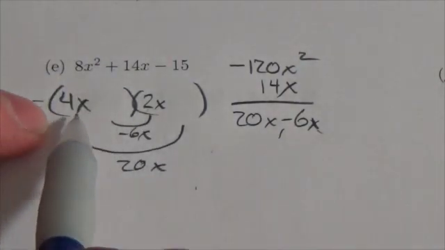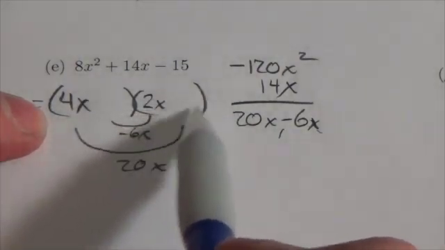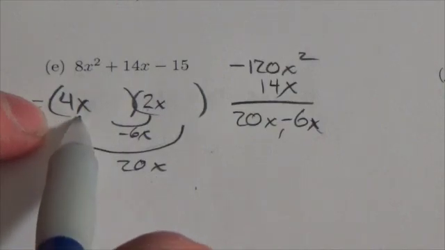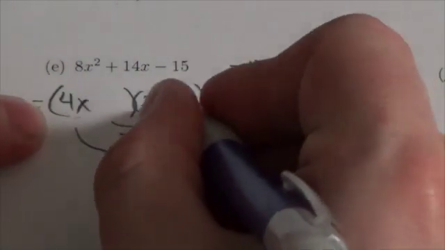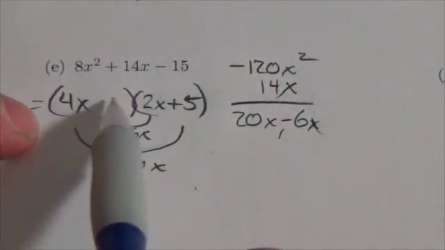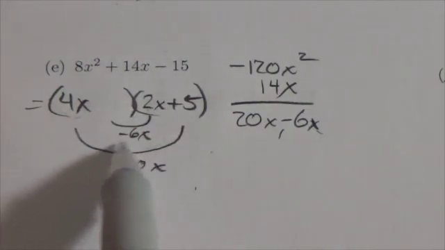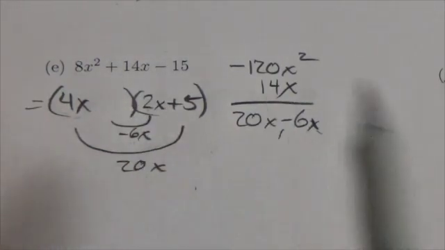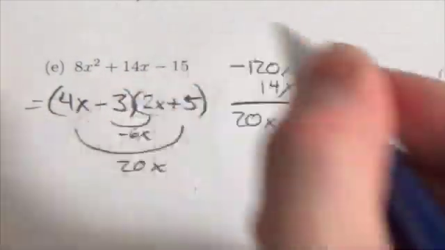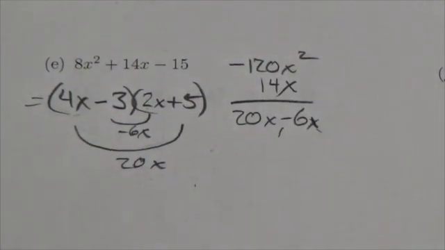Good. Now, the first term of the first binomial and the last term in the second binomial, their product has to be 20x. Well, the x is there, and there's a 4, so this one here has to be plus 5. The product of the last term in the first binomial and the first term of the second binomial, I've already said, has to be negative 6. That's what I discovered over here. Well, there's the 2x. So this has got to be negative 3. And so in factored form, that's 4x minus 3 times 2x plus 5.